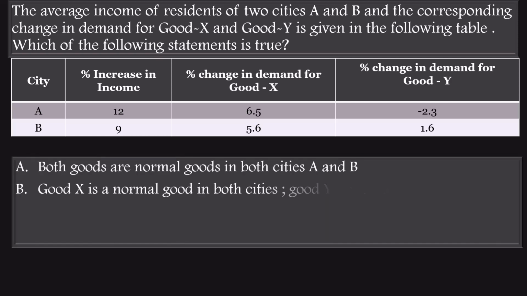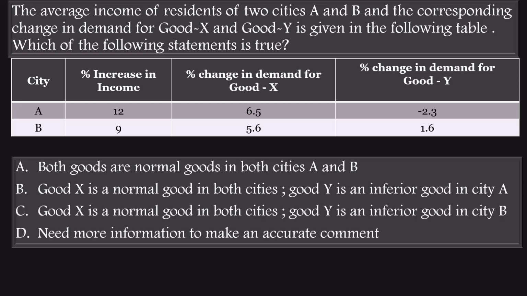Options: A. Both goods are normal goods in both cities A and B. B. Good X is a normal good in both cities. Good Y is an inferior good in city A. C. Good X is a normal good in both cities. Good Y is an inferior good in city B. D. Need more information to make an accurate comment.